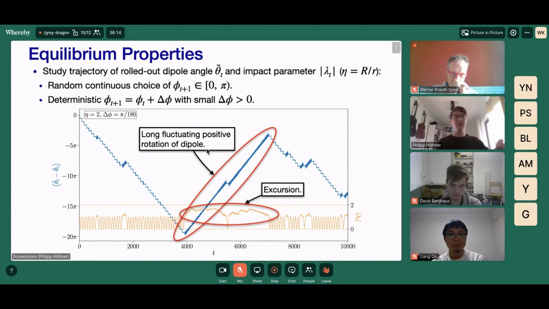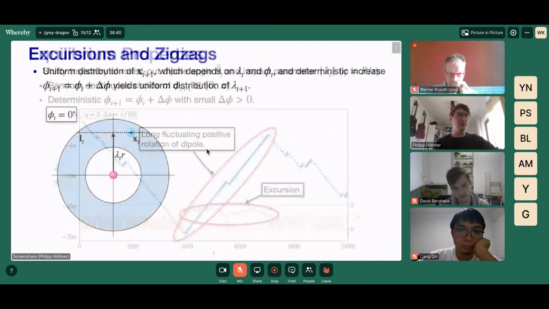So we see that something interesting seems to happen at the boundary where the impact parameter has the absolute value of 1. And what we can conclude from this trajectory is that we are highly non-diffusive now, and that the trajectory of the dipole angle is very strongly coupled to the trajectory of the impact parameter. So what we do first is study the impact parameter a bit more closely.